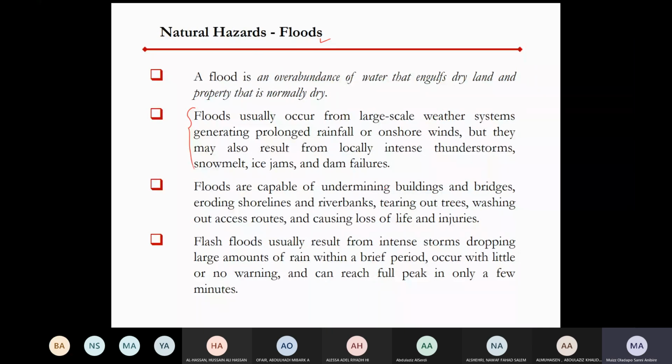Now, floods are capable of undermining buildings and bridges. You might have seen in some countries, they can potentially sweep away buildings or remove buildings right from their foundations. Buildings and bridges, they can erode shorelines.